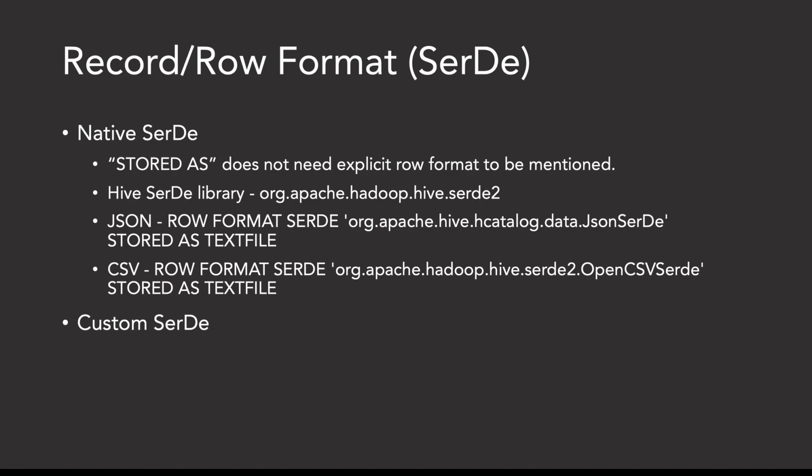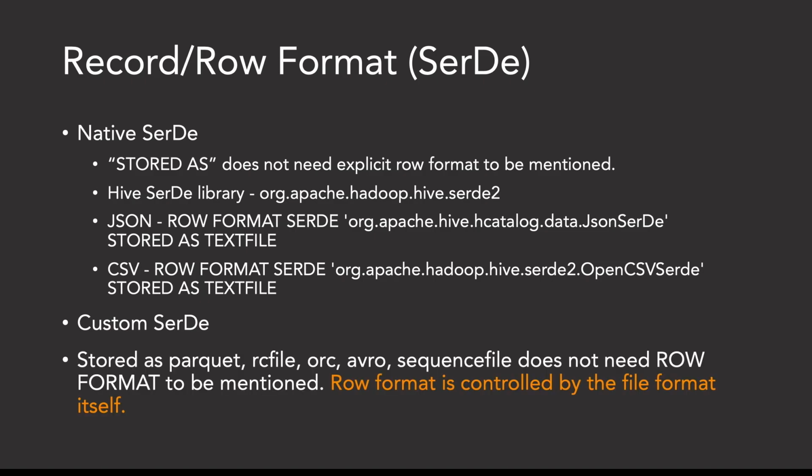There can be a custom serializer and deserializer also, if you want to create and use them to implement the record or row format in Hive. Most of the cases you'll be using the file format, which is mentioned after stored as, to have the native SerDe method available. So you do not need to mention a separate SerDe for your rows and records.